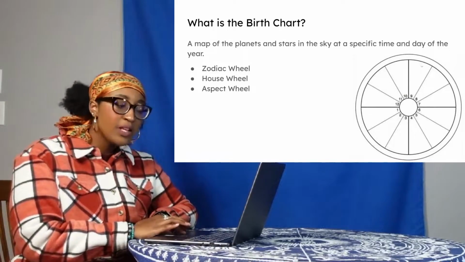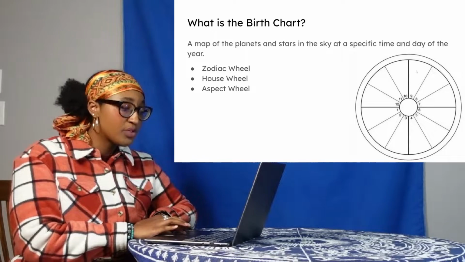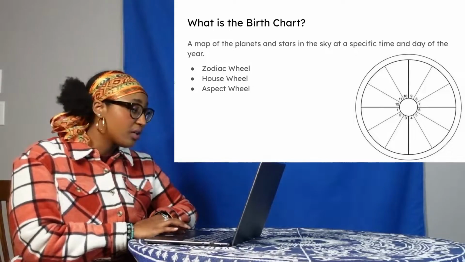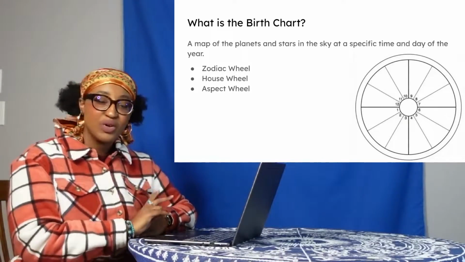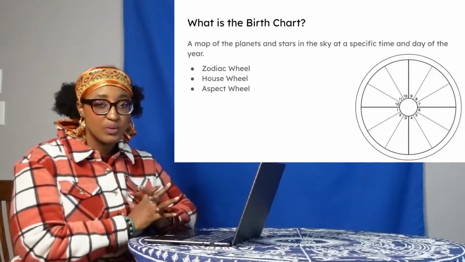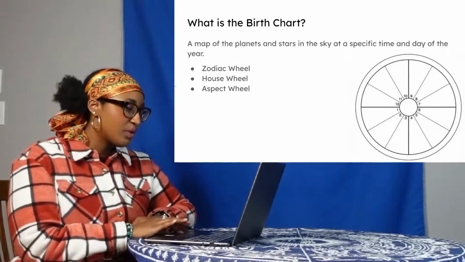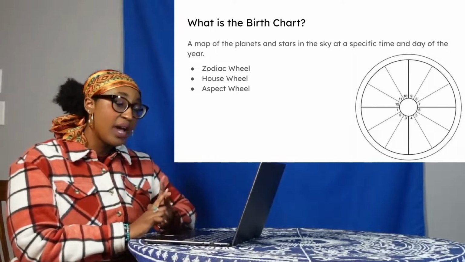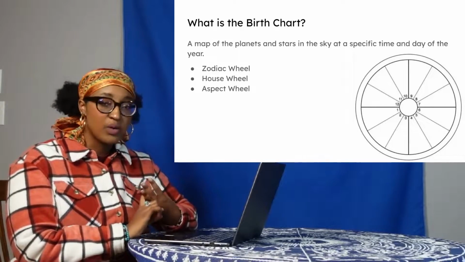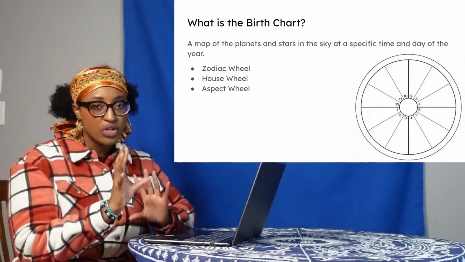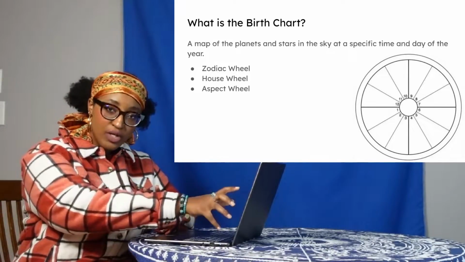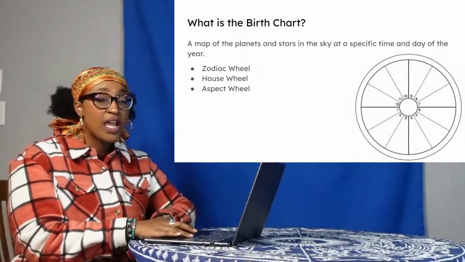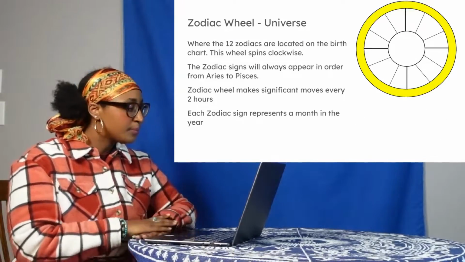And this right here is a blank birth chart, and I'm going to explain the different components of the natal chart. I'm going to interchange the two terms, but I will try to be consistent with birth chart because that's the one I use the most. There are 3 specific wheels: the Zodiac Wheel, the House Wheel, and the Aspect Wheel. I'll be talking about how these all turn and move on a 2-dimensional surface, and then I'm going to bring it into a 3-dimensional environment.